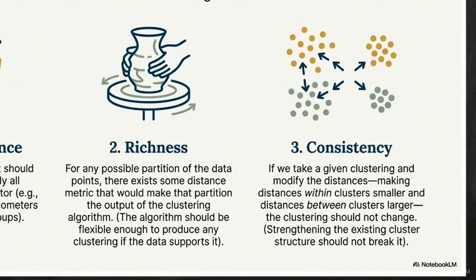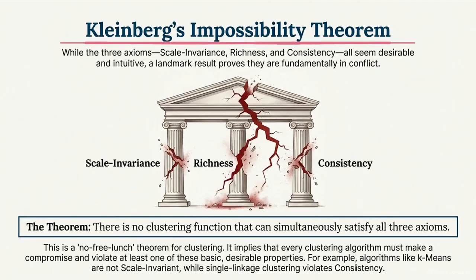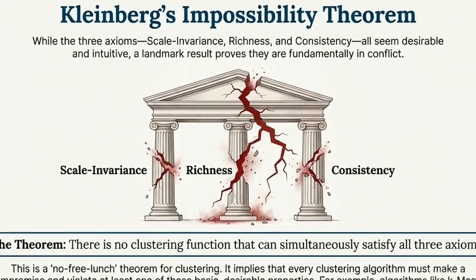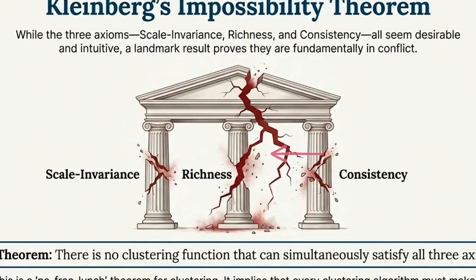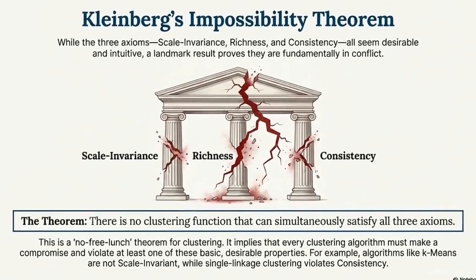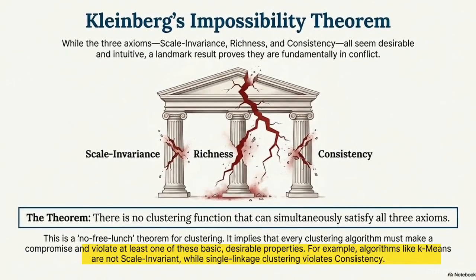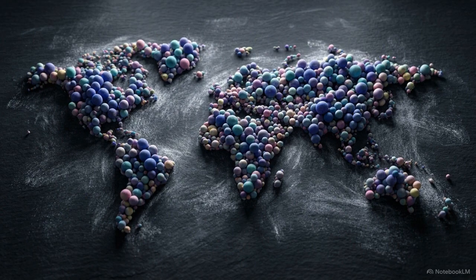However, this cracked temple graphic represents a landmark result, the impossibility theorem. Kleinberg proved these properties are in mathematical conflict. Satisfying all 3 simultaneously is impossible. Every algorithm must make a compromise. For example, k-means isn't scale invariant, while other methods fail consistency. Because data is infinitely complex, a singular, mathematically flawless way to group the world does not exist.